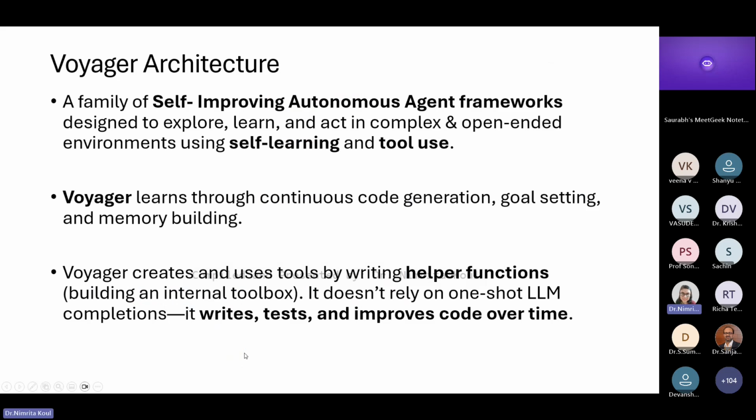And the final architecture is Voyager architecture. Voyager framework is used in gaming scenarios. So Voyager was made for playing Minecraft, which is a very popular game. So this Voyager continuously learns from the game environment and it keeps on writing Python functions. Those Python functions are called skills. It keeps on building a library of skills for itself.